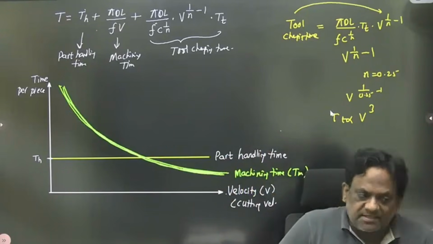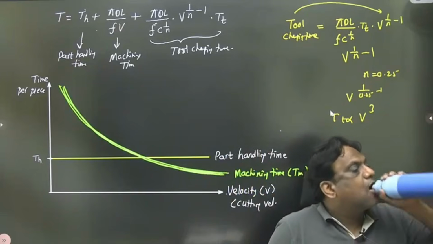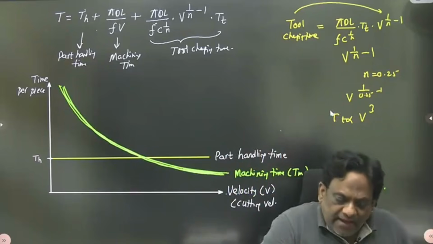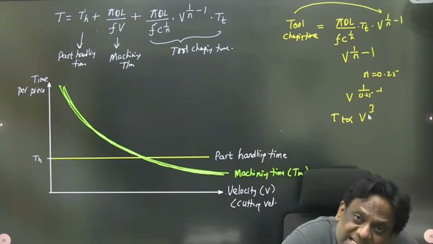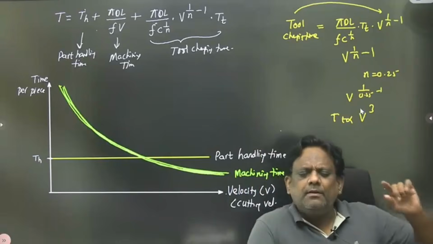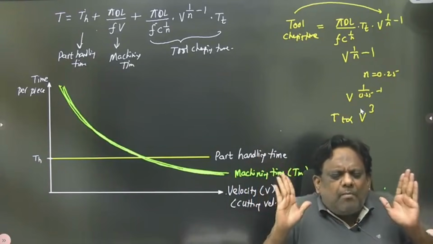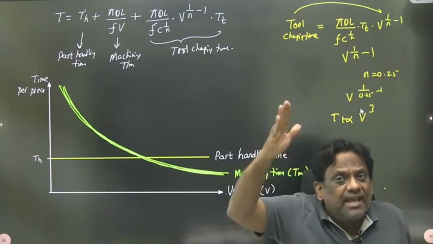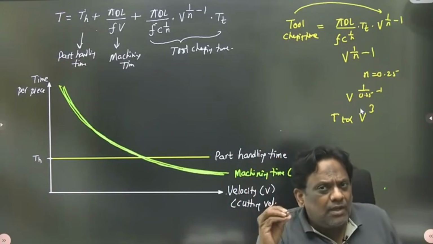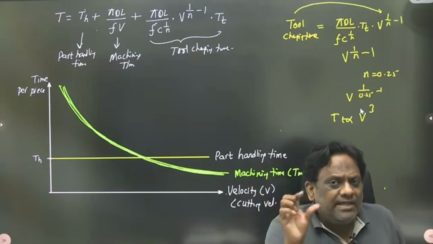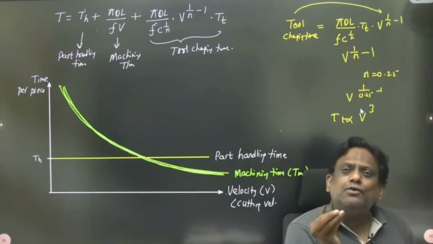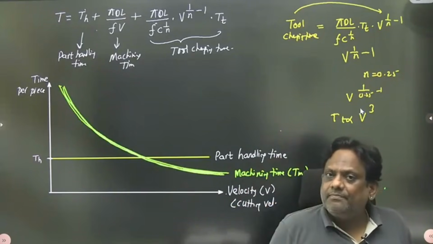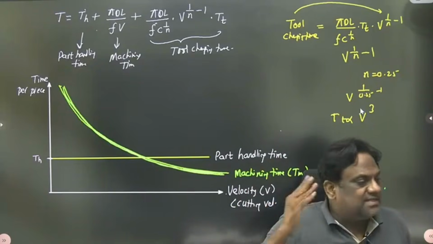You have not understood, sir. Let me repeat. Why is the tool changing time increasing when the velocity is increasing? Listen with a calm mind. When the velocity is increasing, the tool life is decreasing. When the tool life is decreasing, in that tool life you are manufacturing only fewer pieces. That's why you are changing frequently. Is it understood, sir? That's why it is increasing.